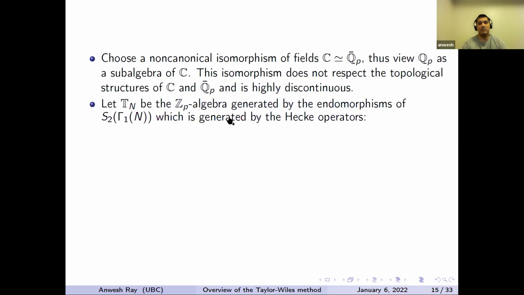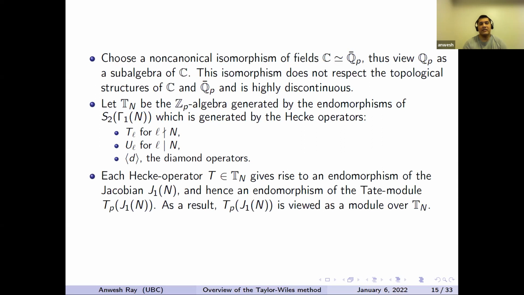And the reason for doing this is now we can define a Hecke algebra. So T sub n is the Z_p algebra generated by the endomorphisms of S2 of Gamma1(N), the weight 2 cusp forms on Gamma1(N), which is generated by the Hecke operators. So it's the same Hecke operators as before: T sub L, U sub L, and the diamond operators. These Hecke operators generate the Z algebra, but we can extend that to a Z_p algebra.